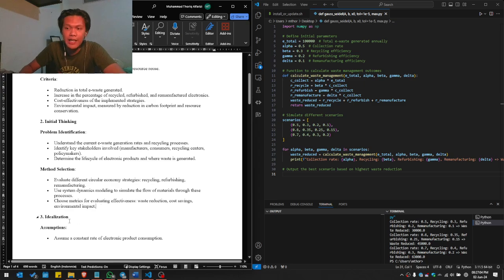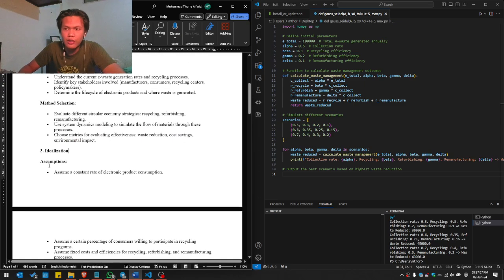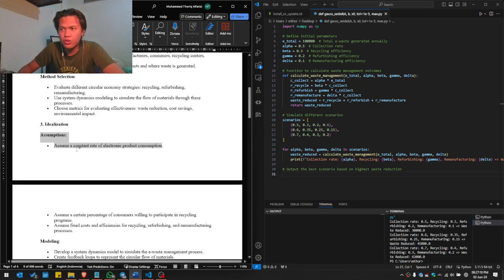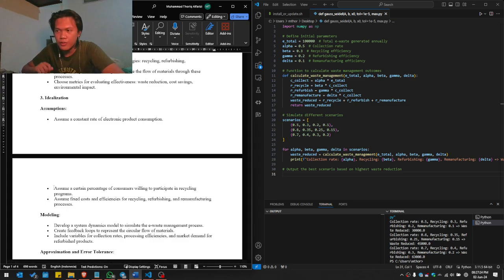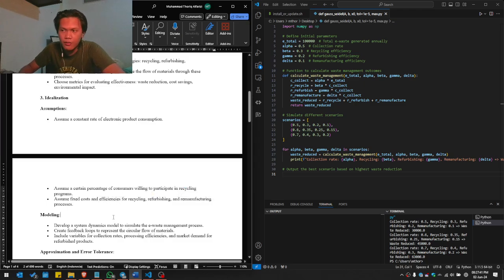Okay. And the third step is idealization. So we have our assumptions, which are to assume a constant rate of electronic product consumption, to assume a certain percentage of consumers willing to participate in recycling programs, and to assume fixed cost and efficiencies for recycling, refurbishing, and remanufacturing processes.